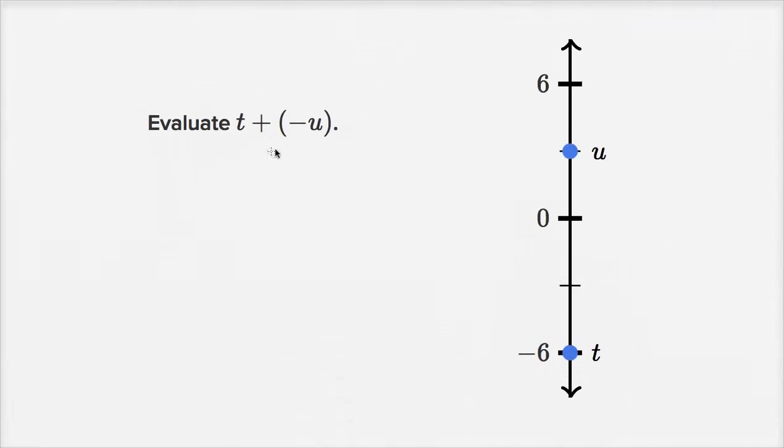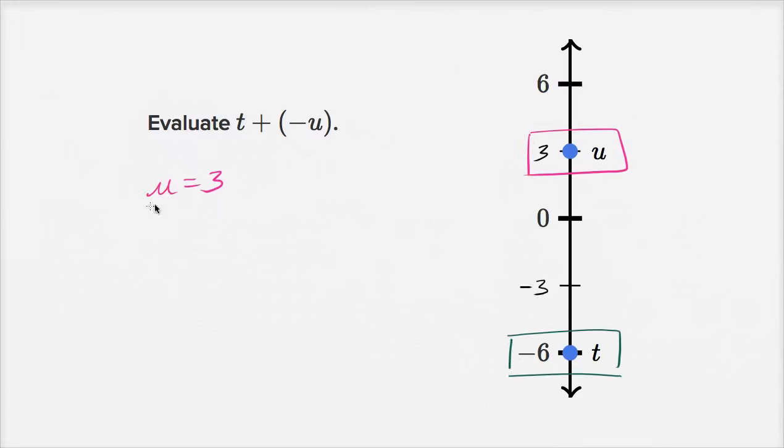Let's do one more of these. Let's evaluate t plus -u. Once again, t and u are on this number line, and it looks like each of these hash marks we're incrementing by 3 as we go up. 0, 3, 6. And if we go down, 0, -3, -6. So it's clear that u is equal to 3. U is equal to 3. And it is also clear that t is equal to -6. T is equal to -6.